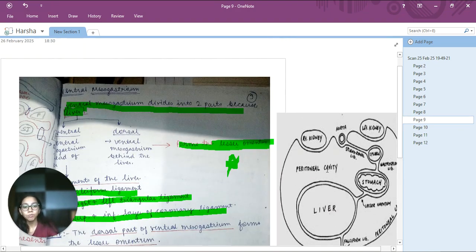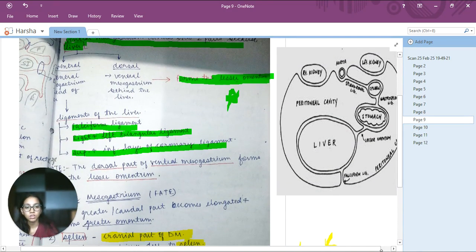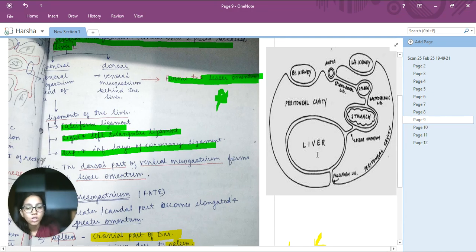Then over here in this diagram we can see this is the liver and this is the stomach. The part present behind the liver and in front of the stomach will form the dorsal mesogastrium, and the part in front of the liver will form the ventral mesogastrium. So this is the same diagram which is also depicted over here.